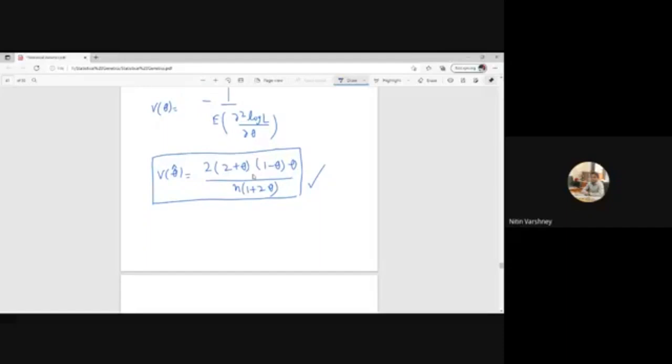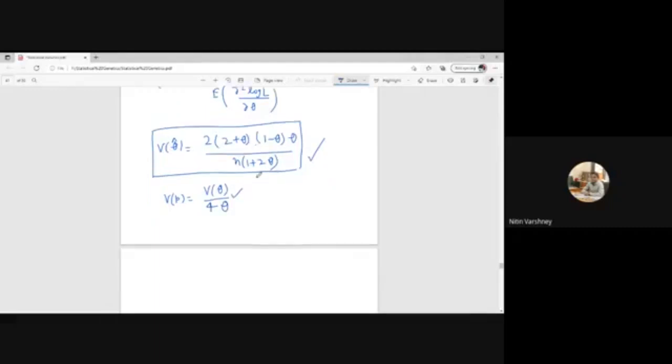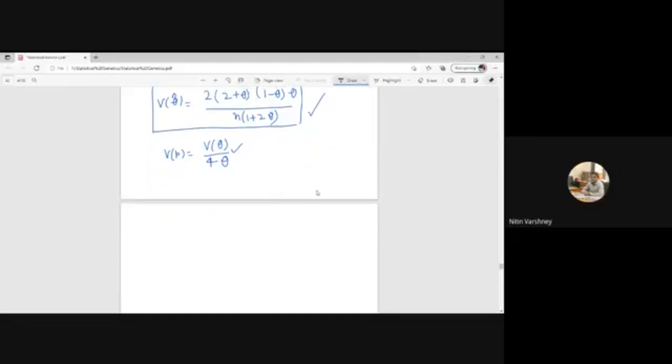Now how will we find the variance of p? I told you, what was the formula of variance of p? That is variance of theta upon 4 theta. Okay? Should I prove this? How this 4 theta will come? Just a minute, I'll tell you. We know that variance of p is equal to variance of theta upon del theta by del p whole square. This is why I told you the generalized formula.